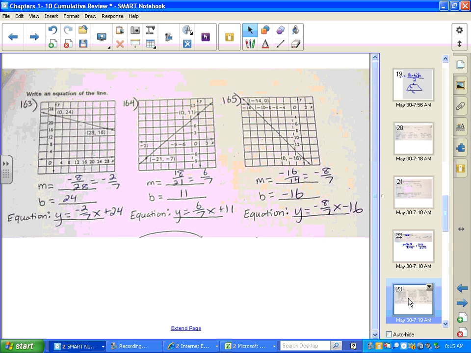All right. Okay, good. 163. These ones are a little tricky, so watch carefully. M is negative 2/7. B is 24. Therefore, the equation is y equals negative 2/7 x plus 24.